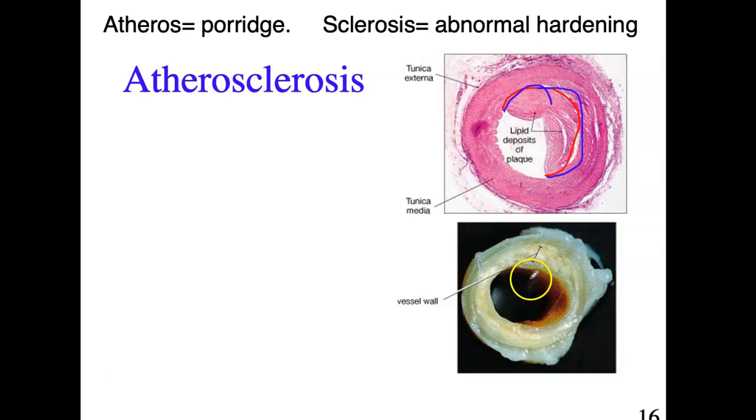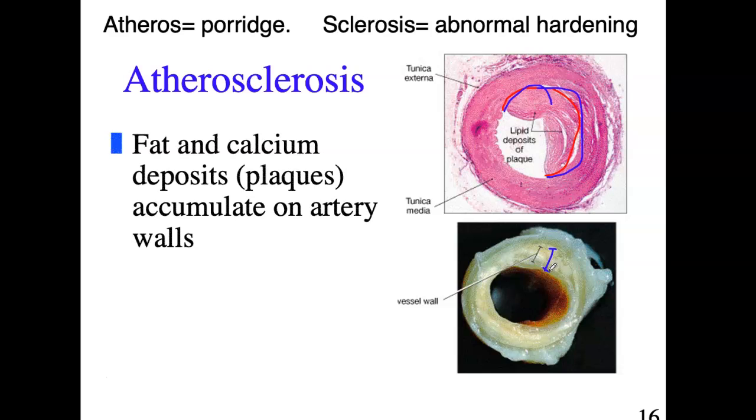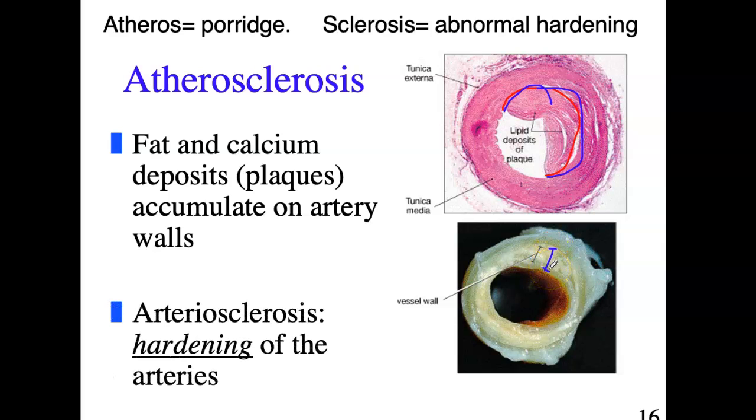If you look at it in a real photograph, you see that this whole section here is plaque. It's deposited under that endothelium. So that's atherosclerosis. You have fat, you have calcium deposits, and all that together is called plaque. It accumulates in the artery wall, beneath the endothelium. So this would be the endothelium here in brown, and deep to that would be this accumulation.